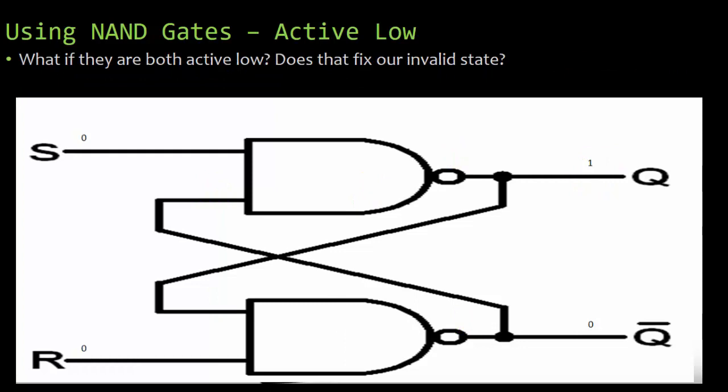Now, what if they're both active low? Does that fix our invalid state? Because that's why we tried setting it up with NAND gates, was to see if it'll fix the invalid state. Well, let's investigate. Let's go ahead and do S first. So 0 and 0, that gives me 0, which gives me 1. Nice. So I bring this 1 down. 1 and 0 give me 0, which gives me 1.